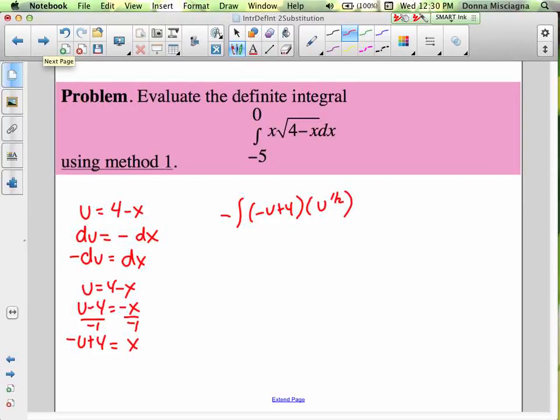That's a little nicer, times negative du. So now that's a little easier, and we can definitely simplify. We're just multiplying by a variable, no problem, because the radical now only holds one term. So now we have negative u to the 3/2 power plus 4u to the 1/2 power du. That everyone agrees we can do, right? Now we're okay. We can integrate.